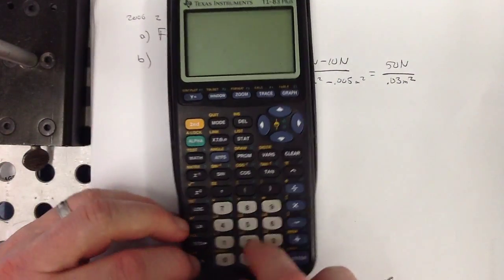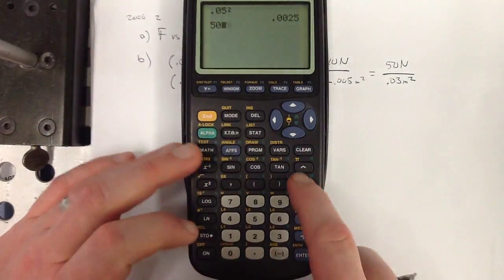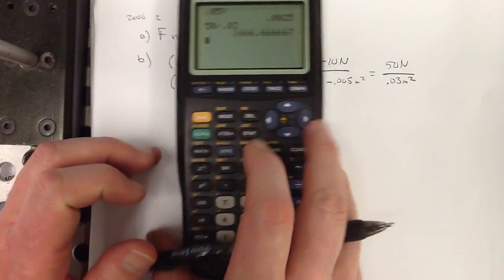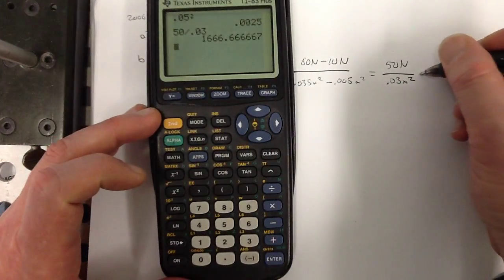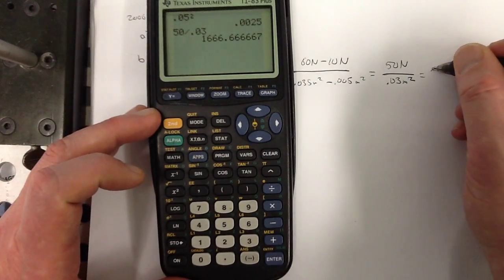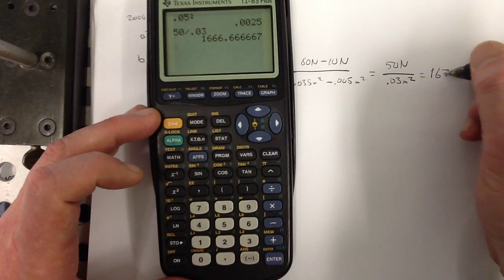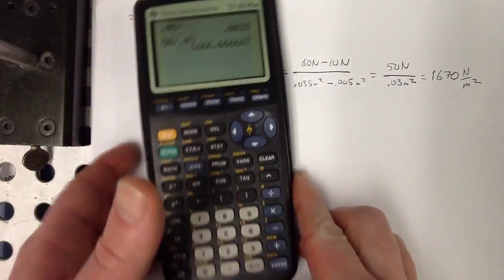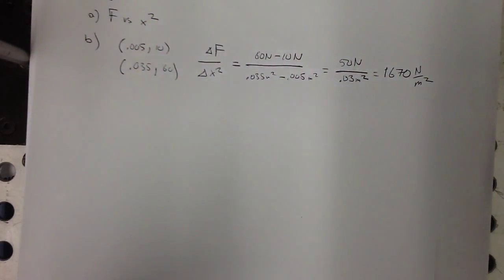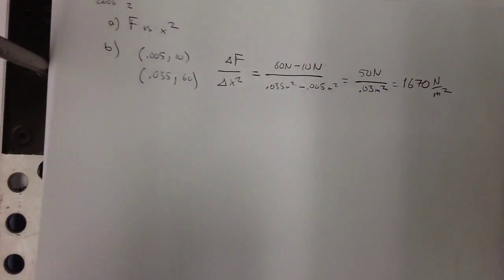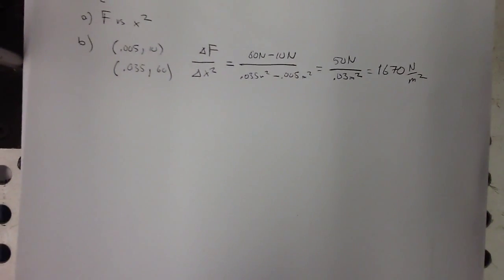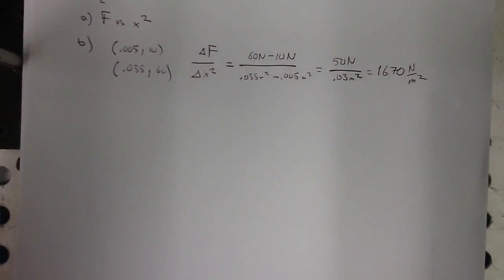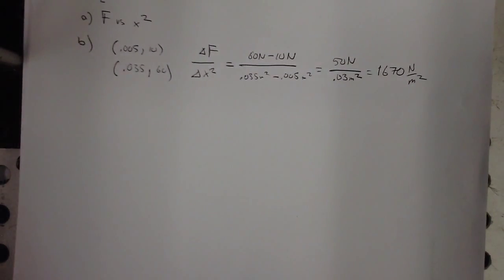So 50 divided by 0.03. So I get about, we'll go with 3 significant figures, 1670. And don't forget the units here. That's probably worth a point. Sorry, let me slide that over. Right, that's probably worth a point. Oops, sorry, messing with my apparatus here. I should not do that while I'm filming.